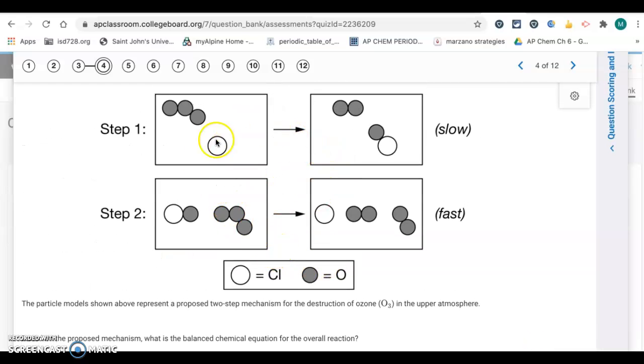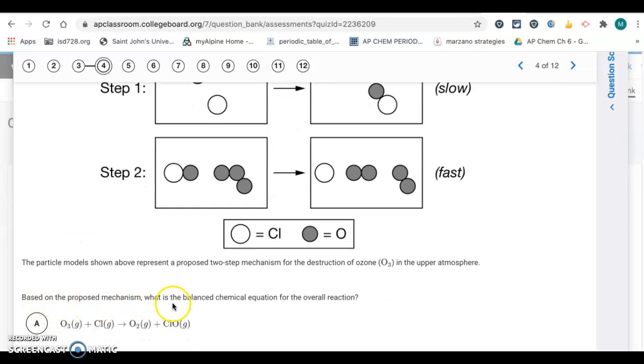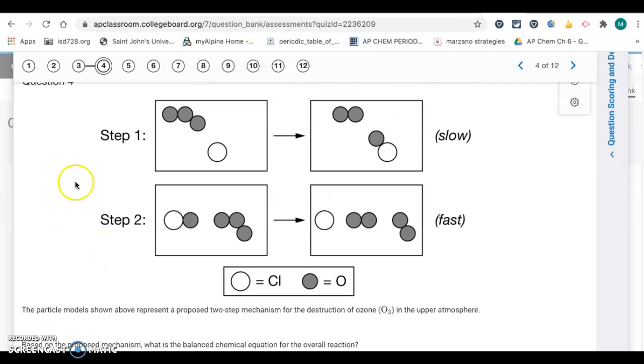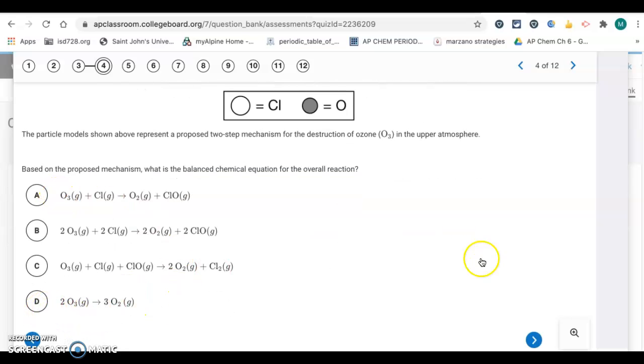Question number 4, same two-step mechanism with symbols, but now the question is, based on the proposed mechanism, what is the balanced chemical equation? We want to cancel out any catalyst and intermediates, so this single chlorine atom will cancel, and this combination of those two different atoms will cancel. That's an intermediate. It's a product first and a reactant later, so that's an intermediate, so that cancels. So what's left over is 2 of these O3 or ozone molecules, and then 3 of these O2 molecules. Everything else cancels, so that's going to be letter D.